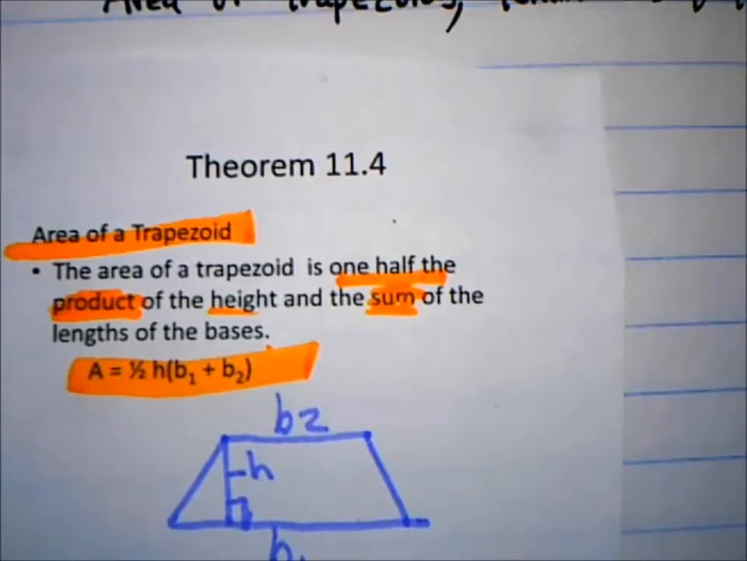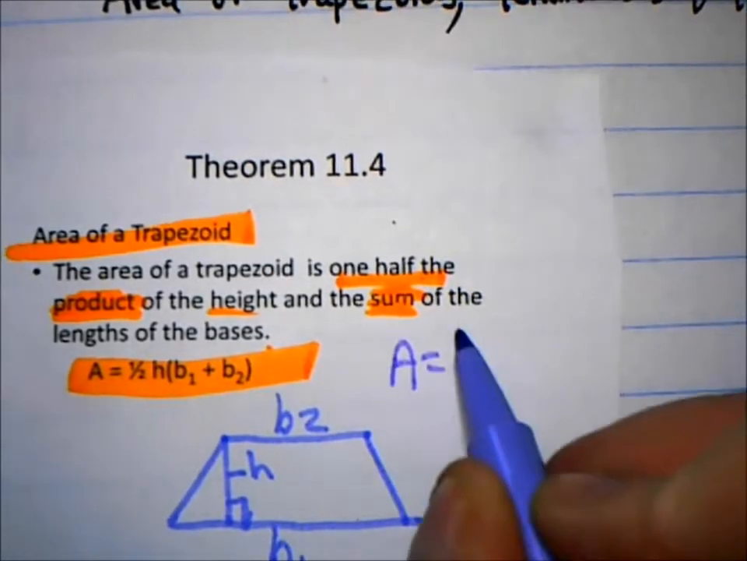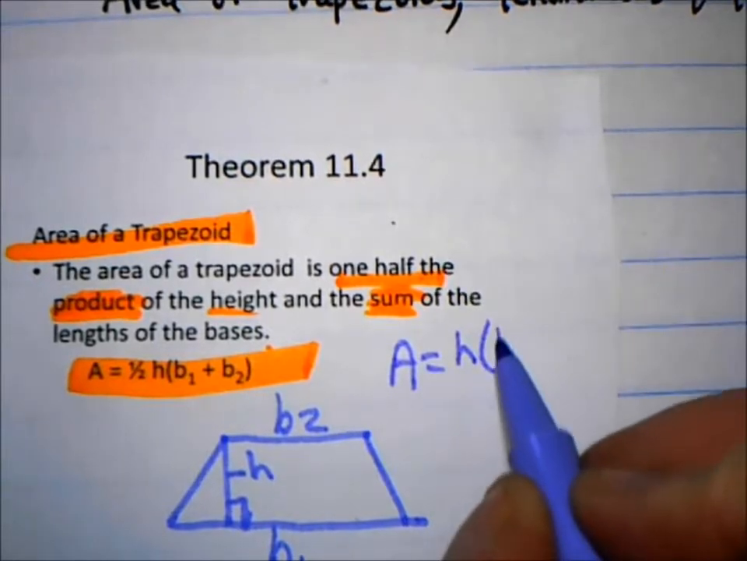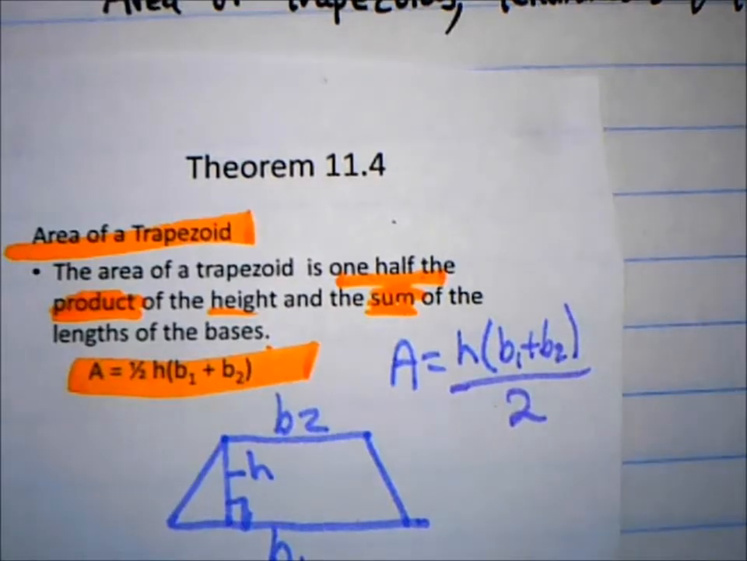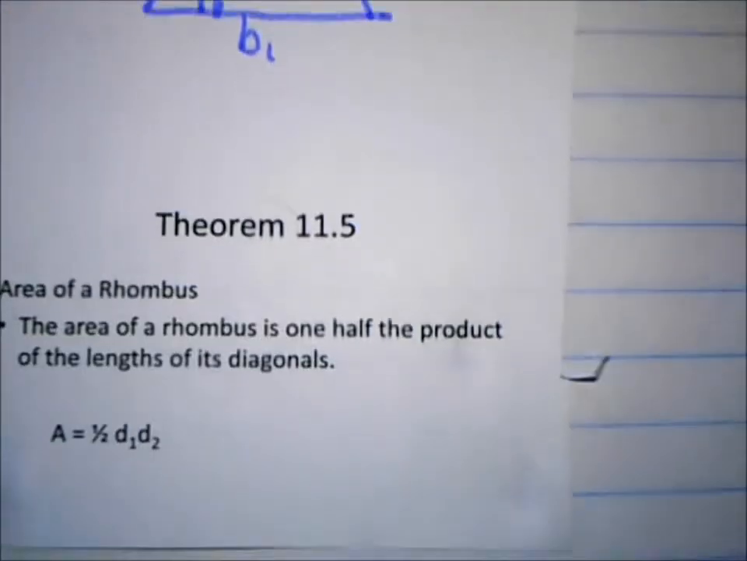Another way of seeing that, by the way, would be area equals height times parentheses base 1 plus base 2, all divided by 2. That would be an alternate way of seeing that formula.